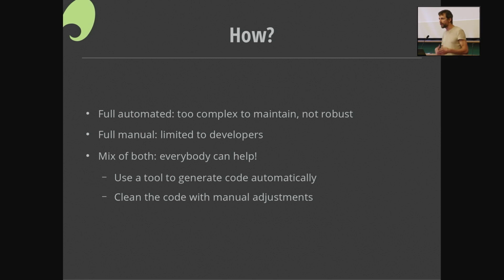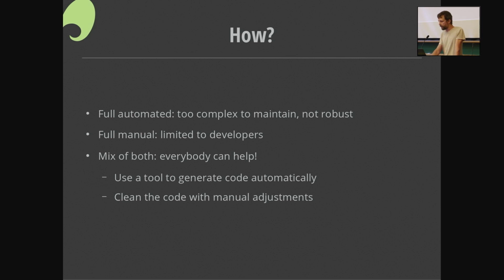Relying on automated code makes things hard to maintain, and it's not robust. We could develop that by writing the code manually, but it limits who can help. We want a mix of both so that everybody can help, librarians and developers. At the end, we will have scripts that will generate screenshots, and those scripts can be generated by a tool or by developers. Non-technical people could use a tool, and developers clean the generated code, because we don't want to deal with the code generated by a software, because it's always bad and hard to maintain.